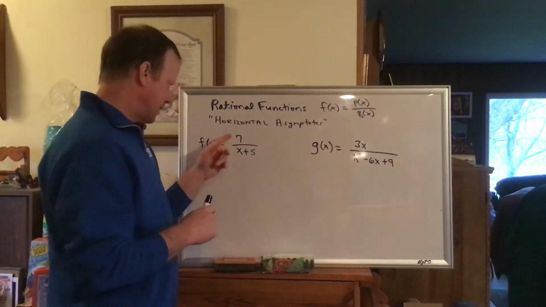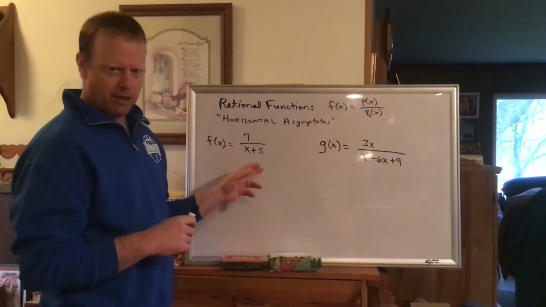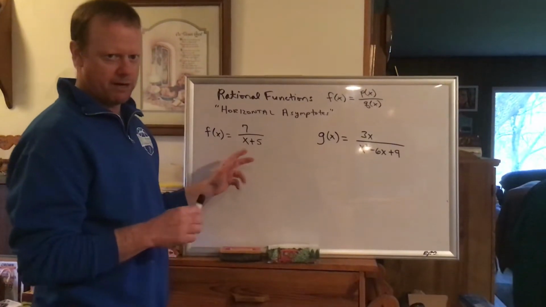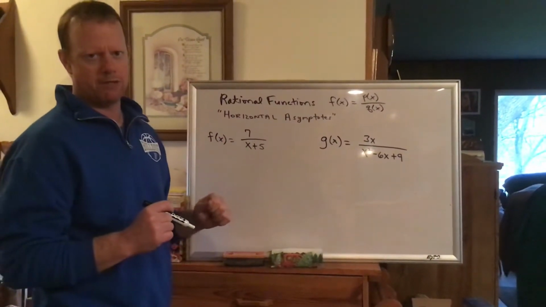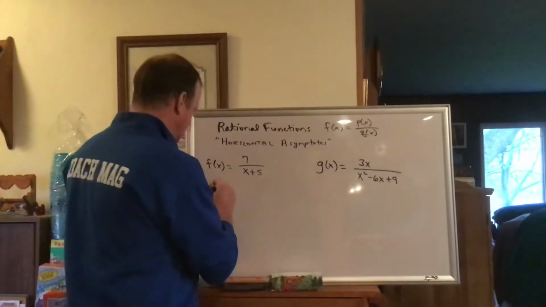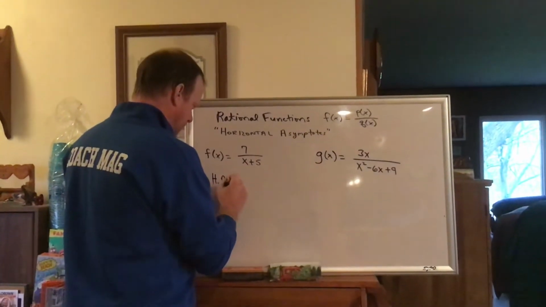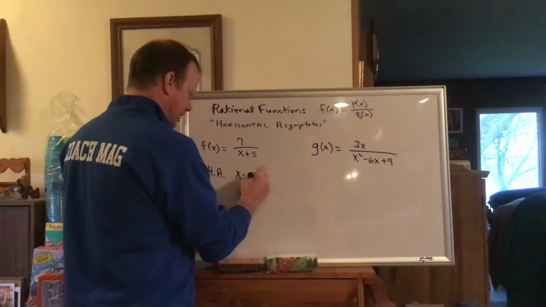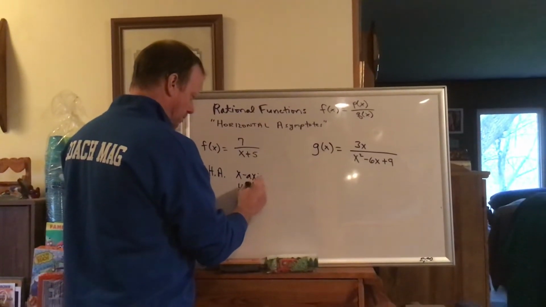If your rational function has a number on top and a variable on the bottom, as soon as you see that situation, automatically the horizontal asymptote is going to be the x-axis, y equals 0. So on this function right here, the horizontal asymptote is the x-axis, which is the equation y equals 0.